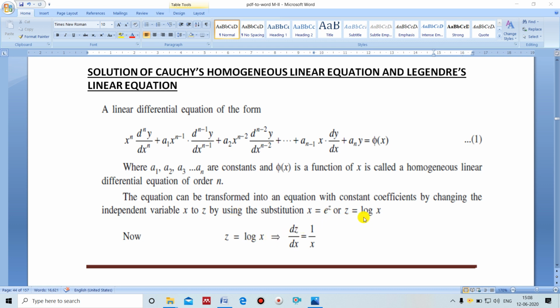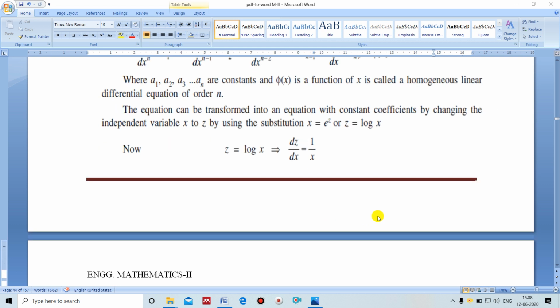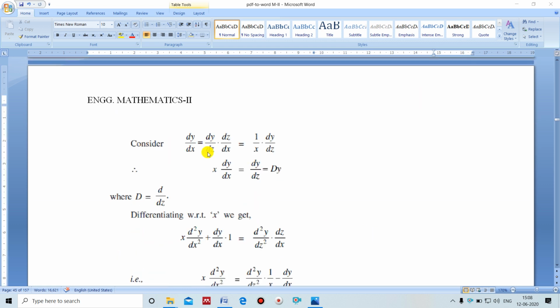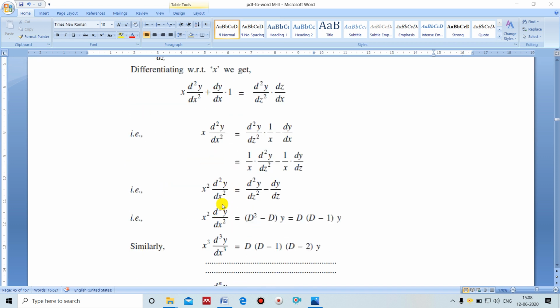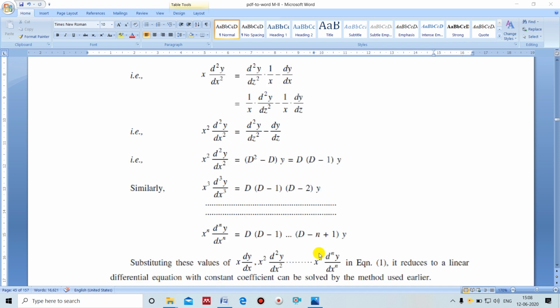or z = log x, and x dy/dx = Dy, x² d²y/dx² = D(D-1)y, x³ d³y/dx³ = D(D-1)(D-2)y, up to the nth term, x^n d^n y/dx^n = D(D-1) and so on up to (D-n+1)y.